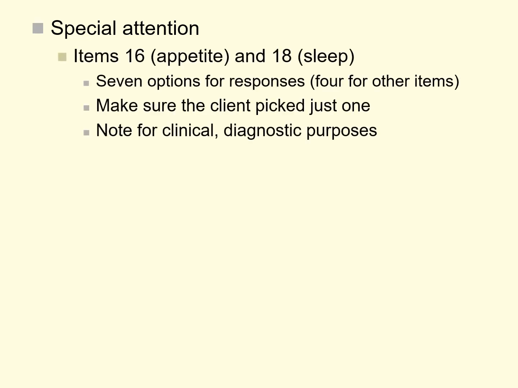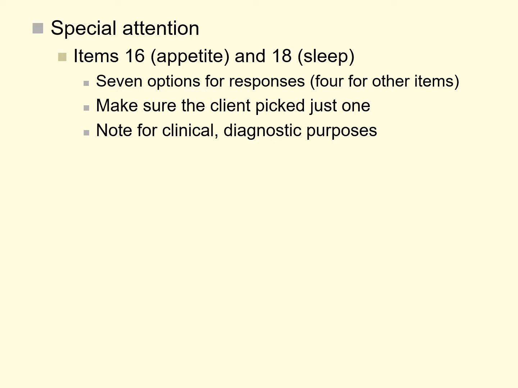As you're looking over your test taker's responses, you might want to pay special attention to item 16, which is for appetite, and item 18, which is for sleep. There are 7 options for this response, and that's different for the other ones, which have only 4 options. I think I mentioned in a previous lecture the response format on the BDI is called a Guttman scale. It basically involves groups of responses which escalate in their severity from the lowest to the highest. For most of the items on the Beck Depression Inventory, there are only 4 options.